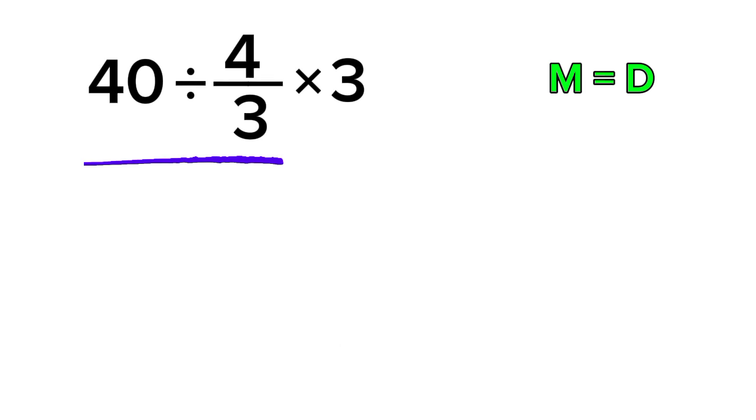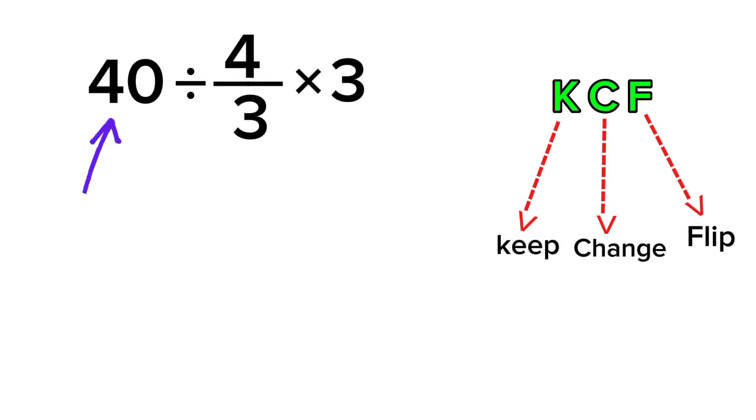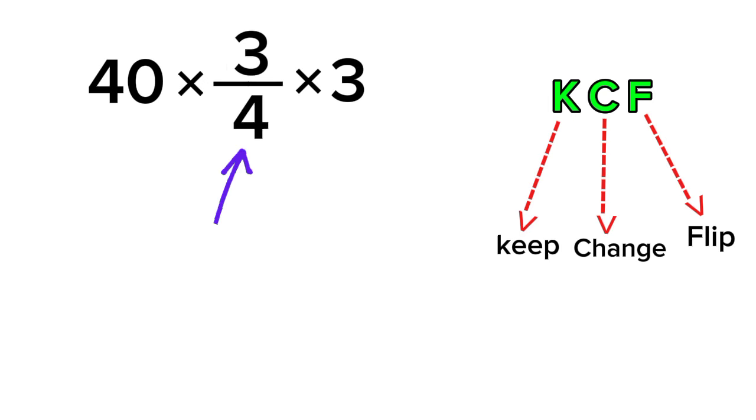First, we handle the leftmost operation, the division. We have 40 divided by 4/3. Now, remember the KCF rule: keep, change, and flip. Keep the first number, change division to multiplication, and flip the second fraction. So we keep 40, change the division to multiplication, and flip 4/3 to 3/4. That gives us 40 times 3/4.